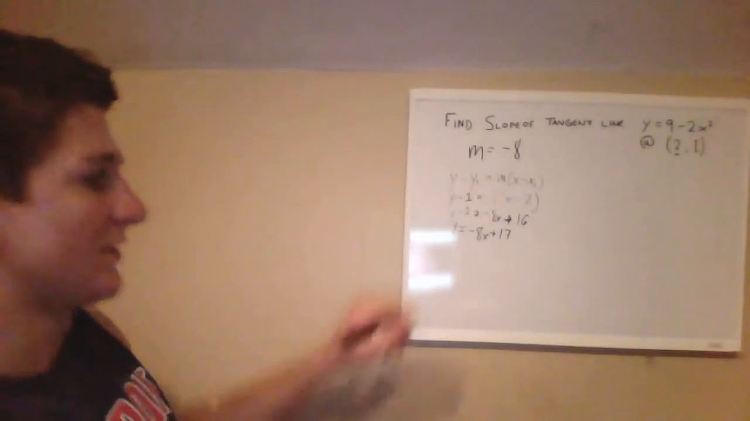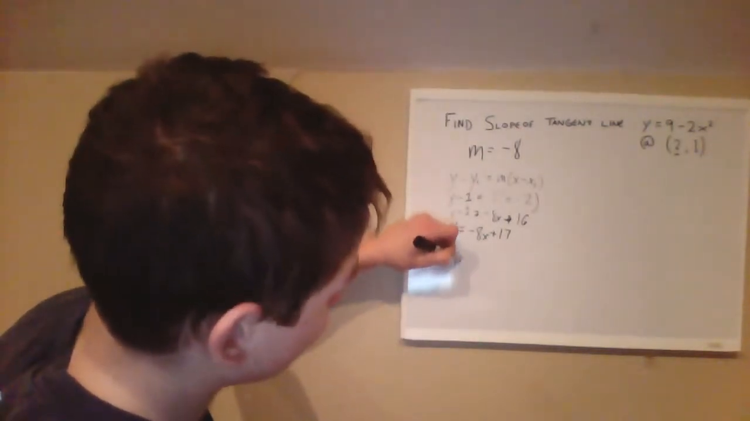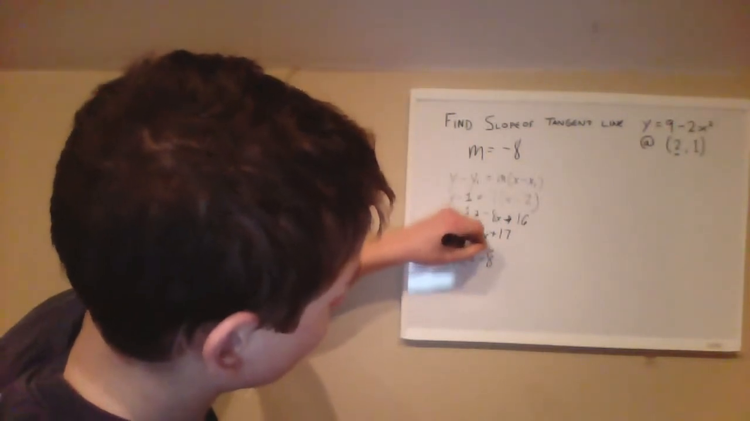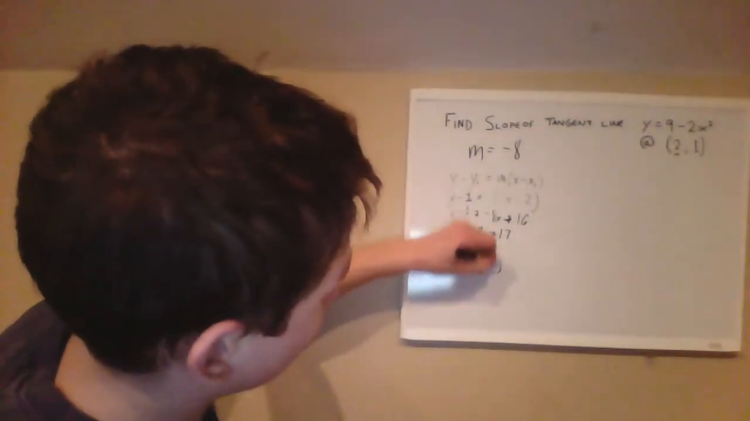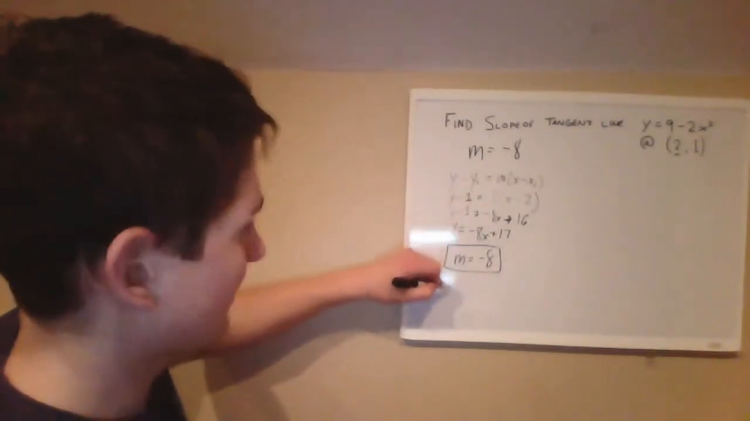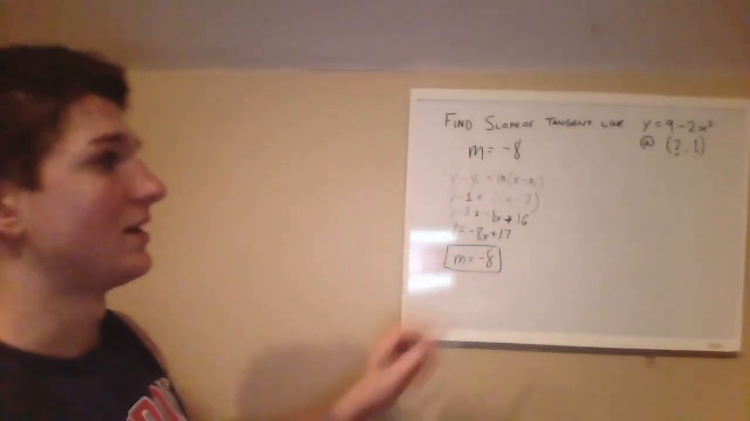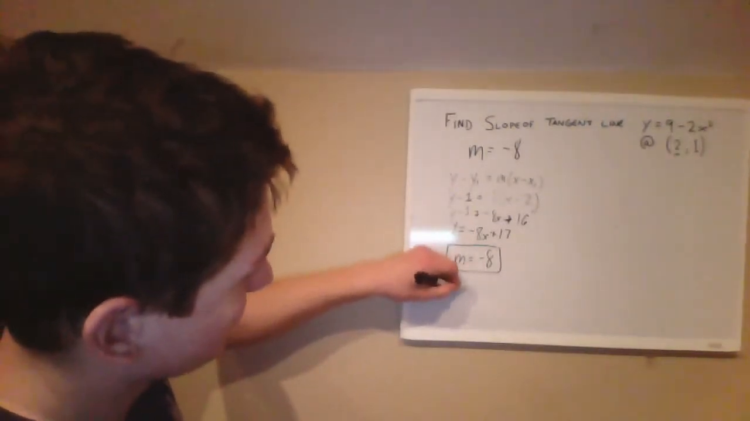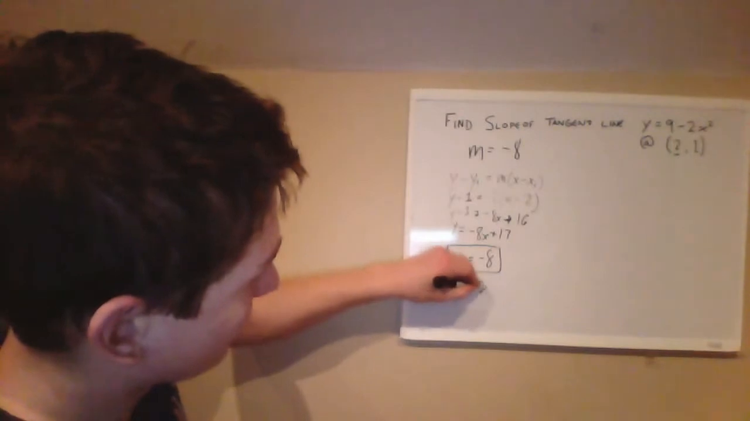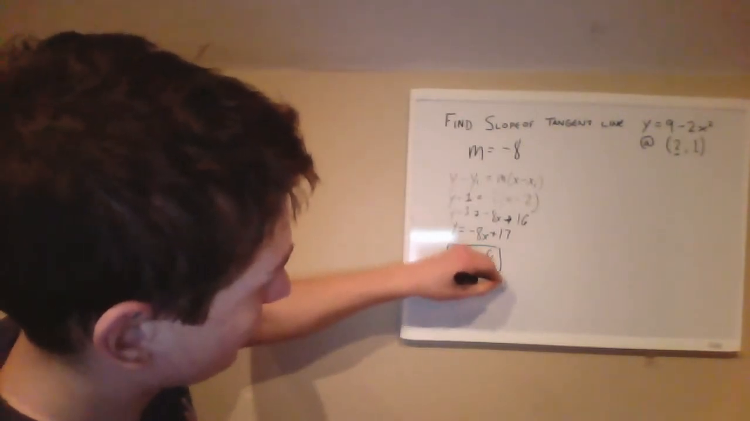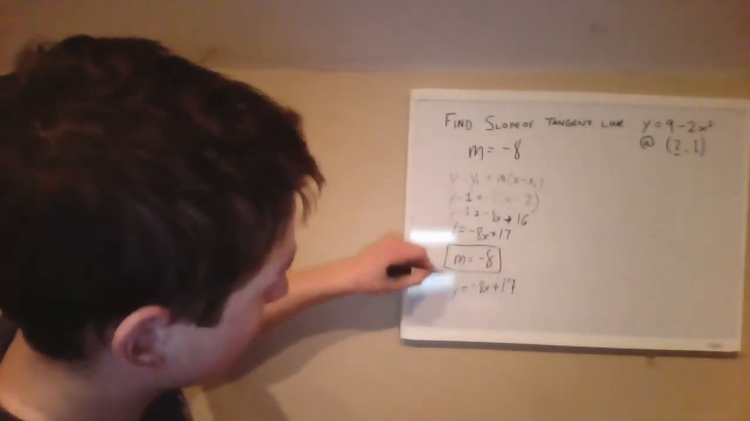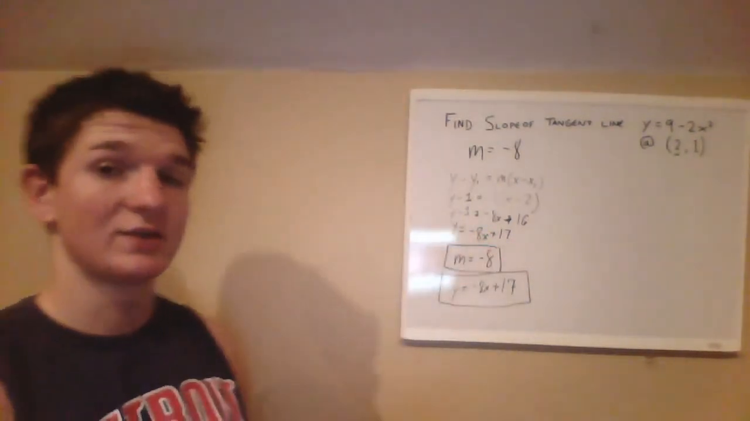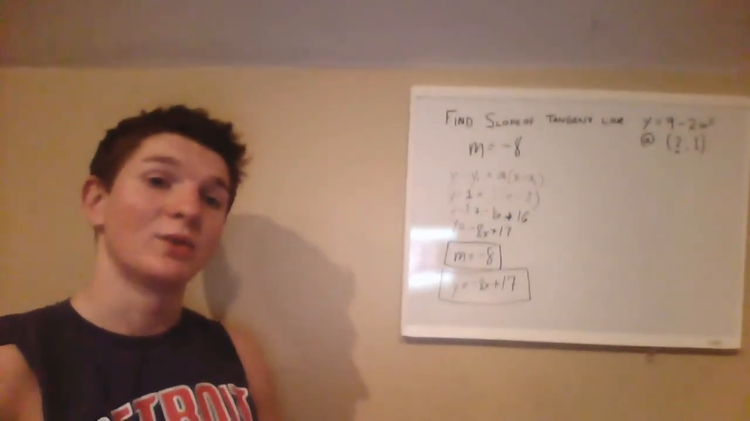And so here are the answers right here. The slope, which is what one of the answers was, is negative 8, which we solved for earlier. And right here we solved for the equation of the line that's tangent to y equals 9 minus 2x squared, which is y equals negative 8x plus 17. And so here's how you find the tangent line to a curve, just in case you were wondering.